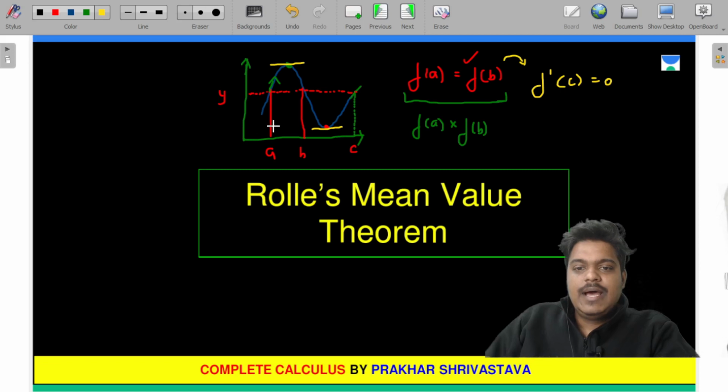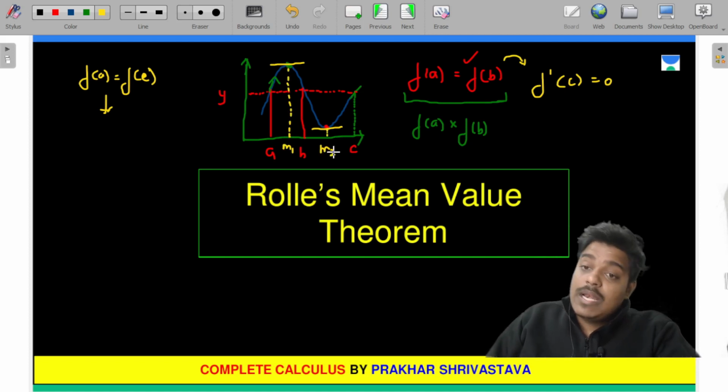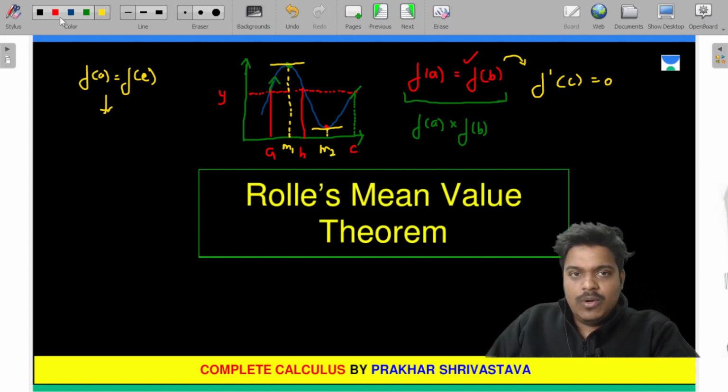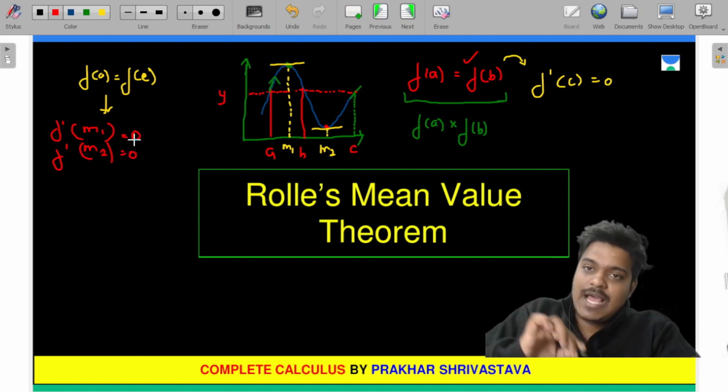Now see, I say that f of a is equal to f of c. Okay, that is absolutely fine. Now there will be 2 points. One, this point, let us say M1. This is the second point M2. Now what is happening? Please try to figure it out. There exist 2 points M1 and M2 such that f dash of M1 and f dash of M2 is equal to 0. So there will be at least one point, because it has to go up and come down.